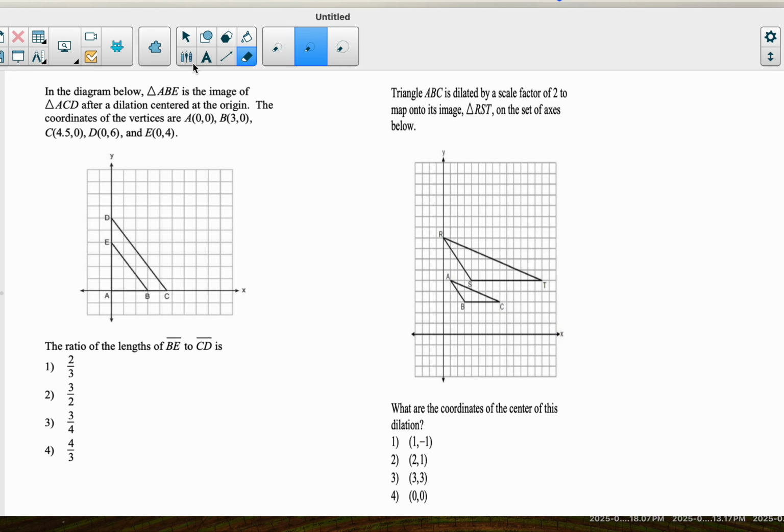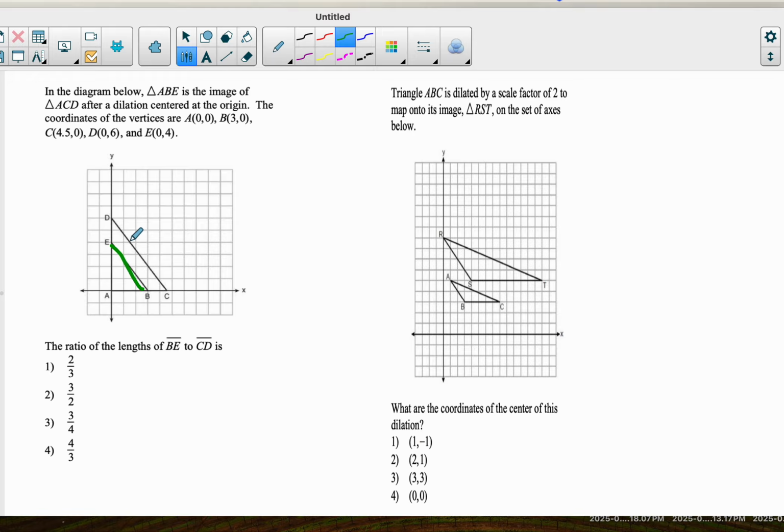For this next one over here, it's telling us that triangle ABE is the image of triangle ACD after a dilation centered at the origin. So this one is a dilation getting smaller because the smaller triangle is the image and the bigger triangle is the pre-image. It gives us the coordinates of the points. And it's asking us for what the ratio of the lengths of BE to CD are.